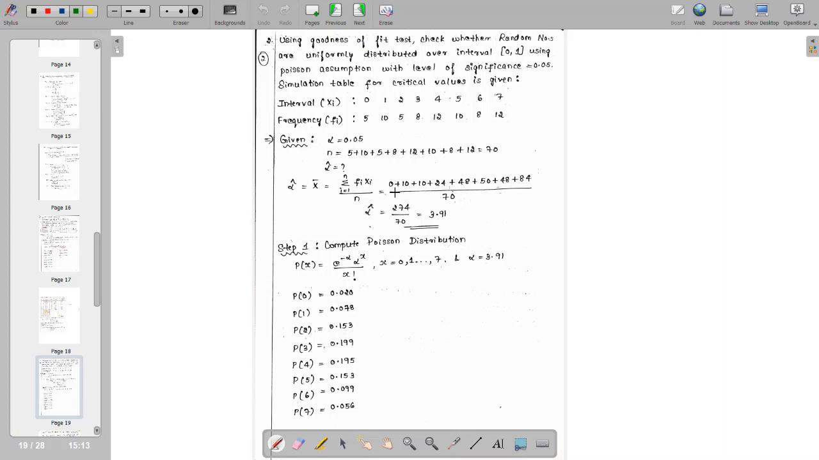Second problem. In this question, using a goodness of fit test, check whether the random numbers are uniformly distributed over the interval 0 to 1 using the Poisson assumption with level of significance 0.05. The critical value is given as below. The sample data are given below. In this case, the alpha critical value is not given. To find the critical value, we will use this equation.